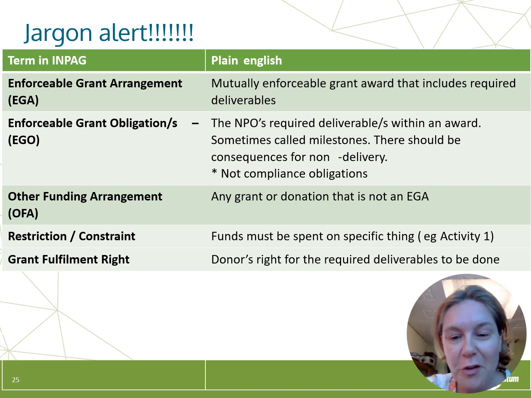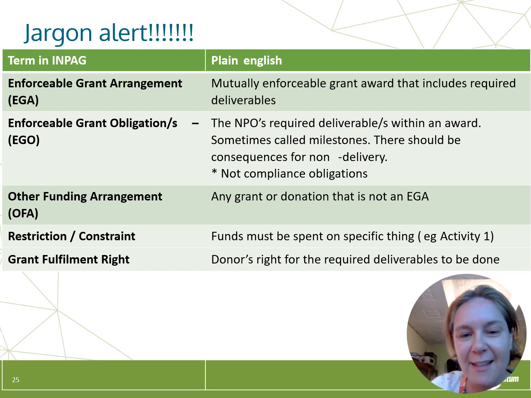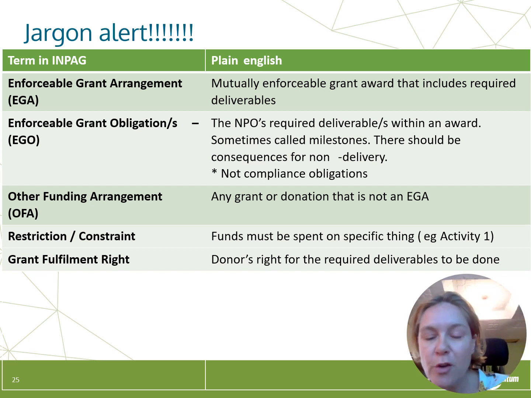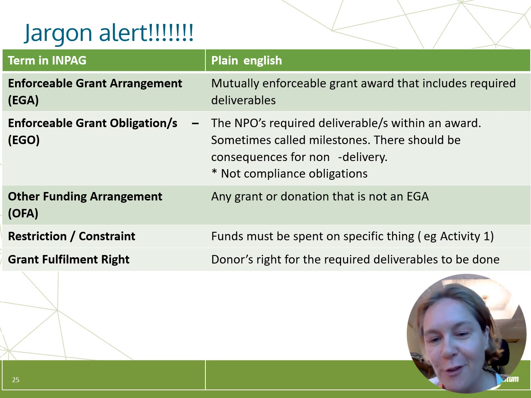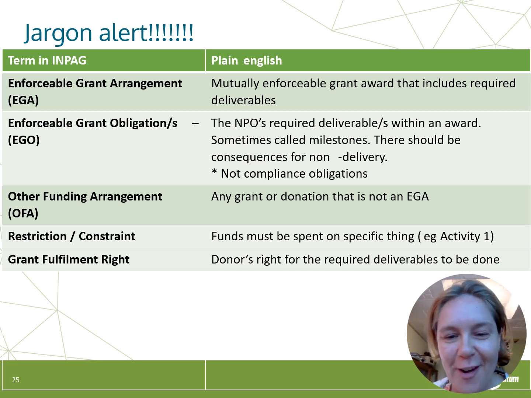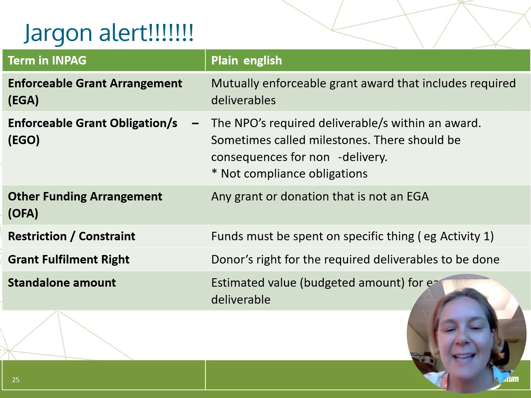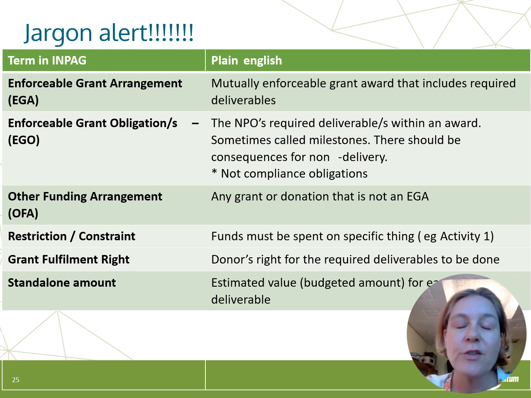Another term that's used is the grant fulfillment right. So if the grantee has this required deliverable or EGO that it has to do, the other side of that, from the donor's point of view, is that it has a right for those required deliverables to be done. So that's another piece of jargon that you might find as you're reading this. The standalone amount is the estimated value, usually the budgeted amount, for each of those EGOs or required deliverables. So in the example we were looking at earlier, that's the 40,000 and the 60,000, which is the sort of cost allocation to activities as per the budget.